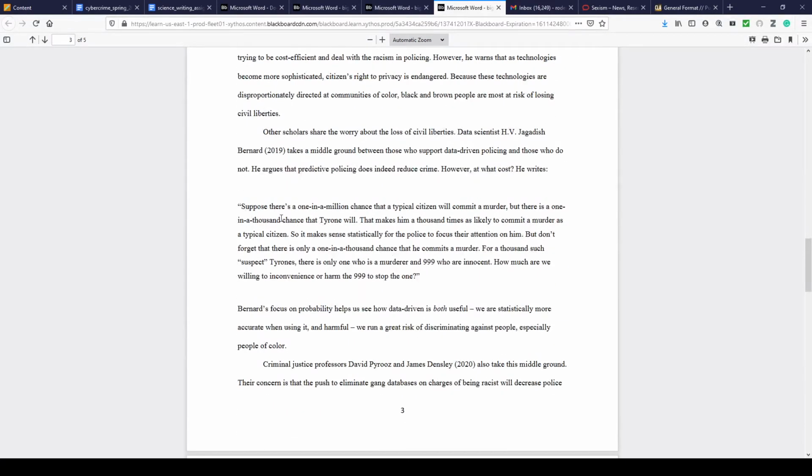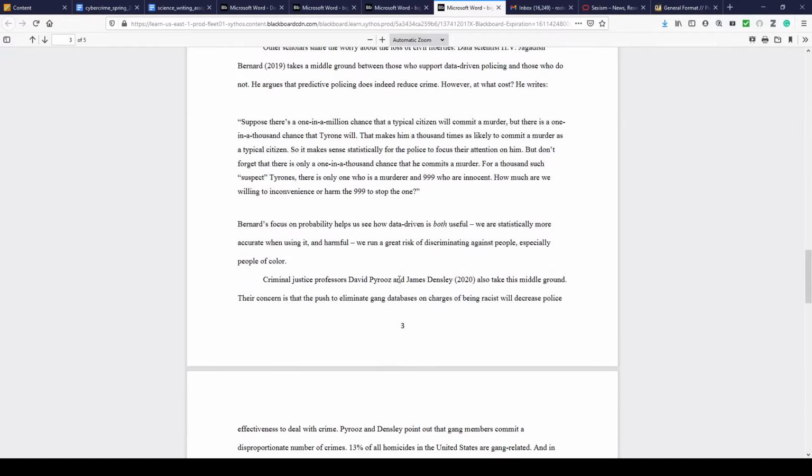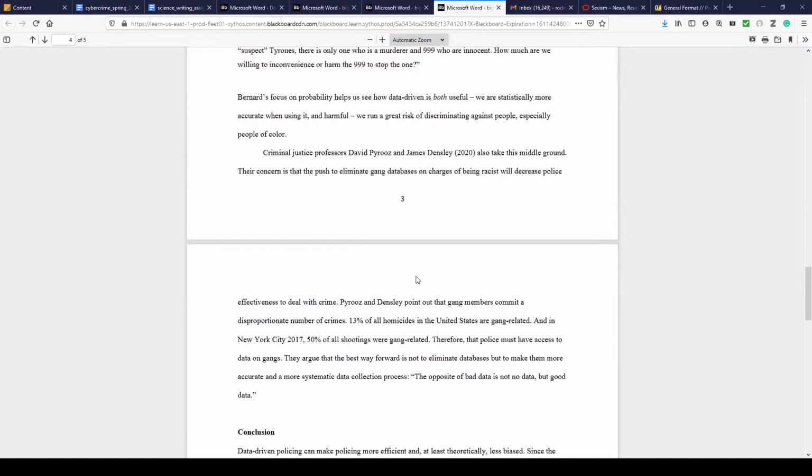And here I put in this nice quote, which I think is an awesome one. And so I continue with Bernard. And then I end with these CJ professors, Peruse and Dinsley, who, like Bernard, have a middle ground approach. They think that there's benefits, but we just have to do it better, right? So they don't want to eliminate gang databases. They think that we need them, and I do too, actually. But we just have to find a better way of collecting data and make it more systematic.